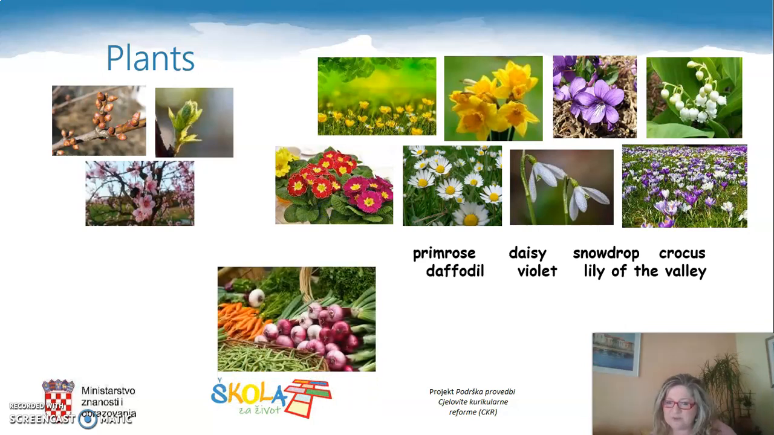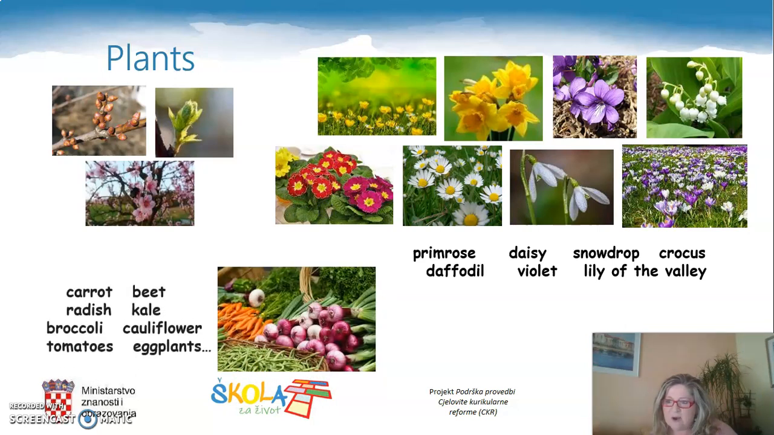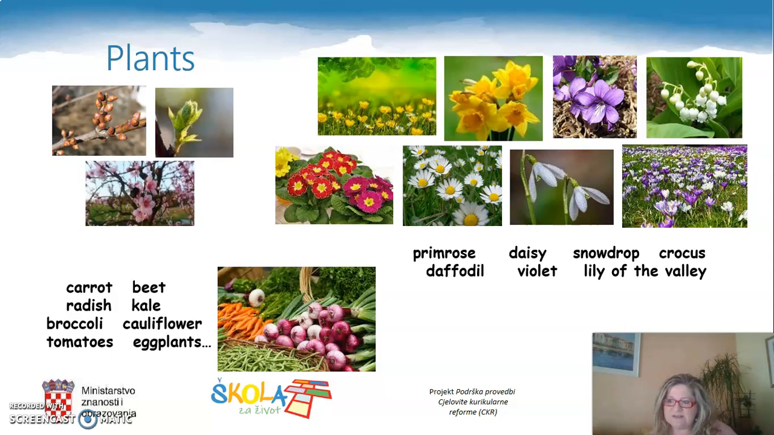As you know from the previous lesson, spring is also the best time for planting some vegetables, for example, carrots, beet, radish, kale, broccoli, cauliflower, tomatoes, eggplants, and so on.